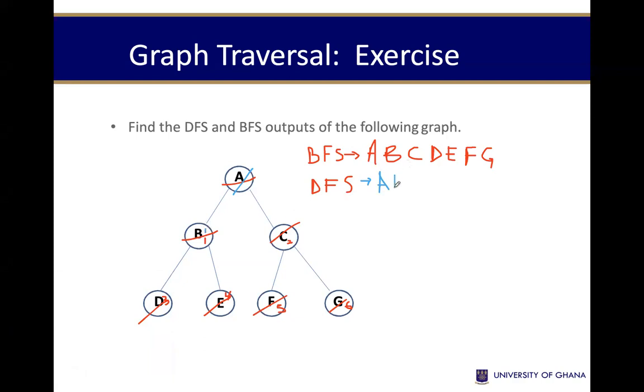Out with B. I cannot go to C yet; I need to finish B. So I come to D, which is number 2. Out with D. Then E also goes. It's going to be 3. Then when I'm done with the complete exhaustion of B, I can now come to C, the second friend of A. That becomes 4.